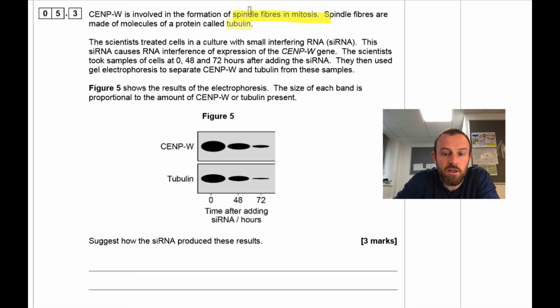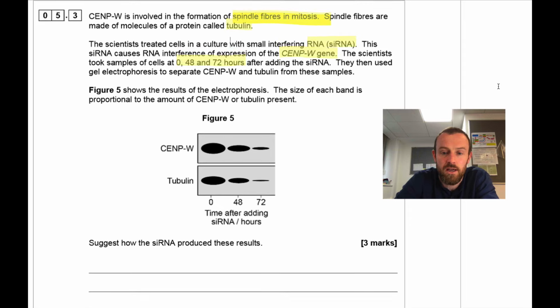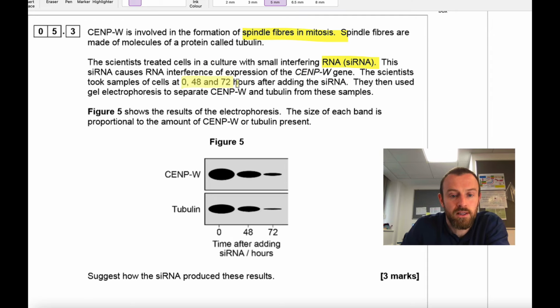The scientists treated cells in a culture with small interfering RNA. This siRNA causes RNA interference of expression of the SENPW gene. The scientists took samples of cells at 0, 48, and 72 hours after adding the siRNA. They then used gel electrophoresis to separate SENPW and tubulin from the 3 samples. Figure 5 shows the results of the electrophoresis. The size of each band is proportional to the amount of either SENP or tubulin present.